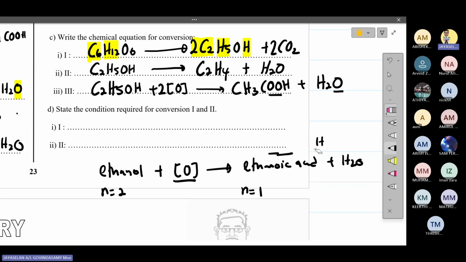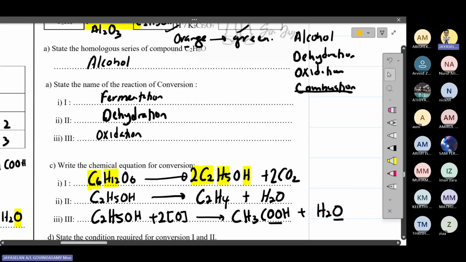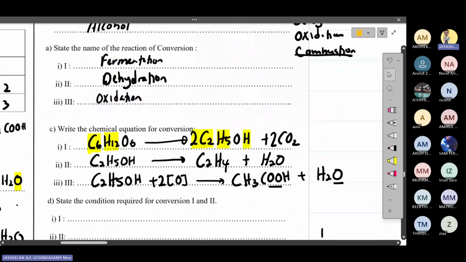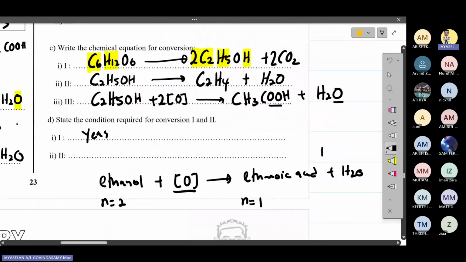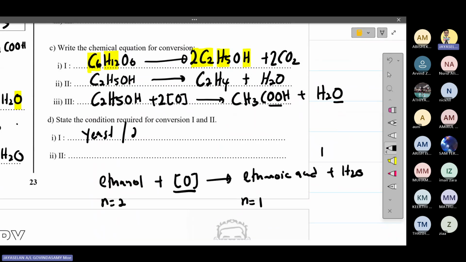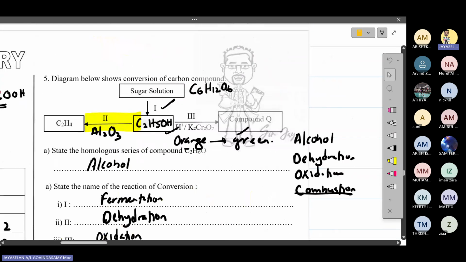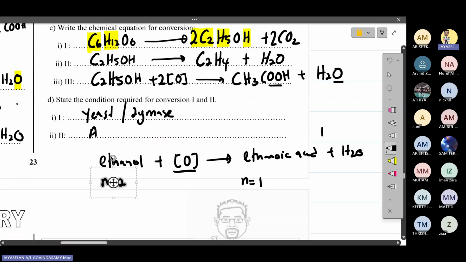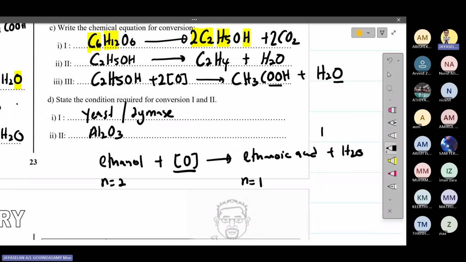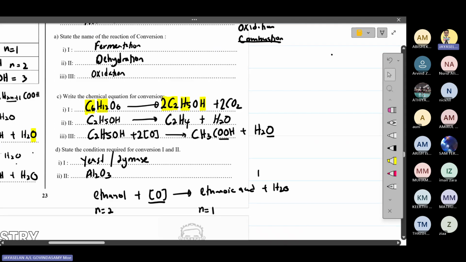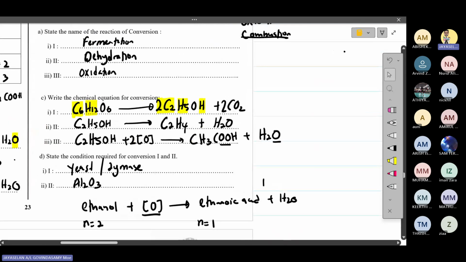Okay, what is the condition required for the fermentation process? This one is fermentation, right? So for fermentation, you need yeast. Yeast will produce what enzyme? Zymase enzyme. So you just put yeast or zymase. Condition for reaction number 2, what do you need? You need Al2O3, phosphoric acid. Any question? Who got everything correct like this? Any question so far?